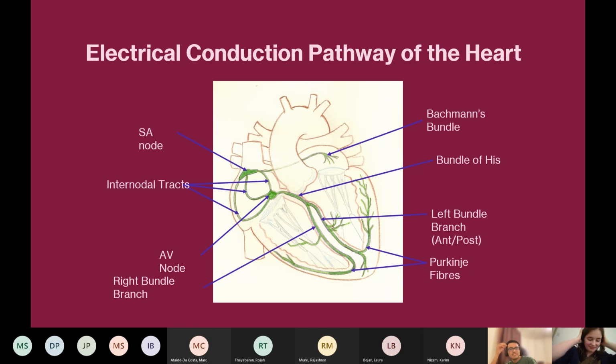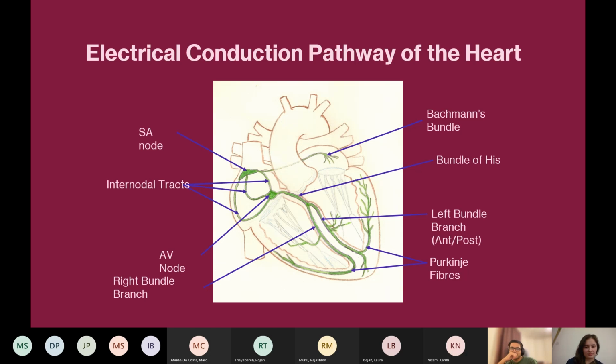Given the AV node, this is pretty obvious. What's after the AV node? Again, another eponymous structure. This one you do need to know for exams, though. Everything from the SA node, AV node, and everything after the AV node, you need to know. Yeah. Bundle of His, very good.